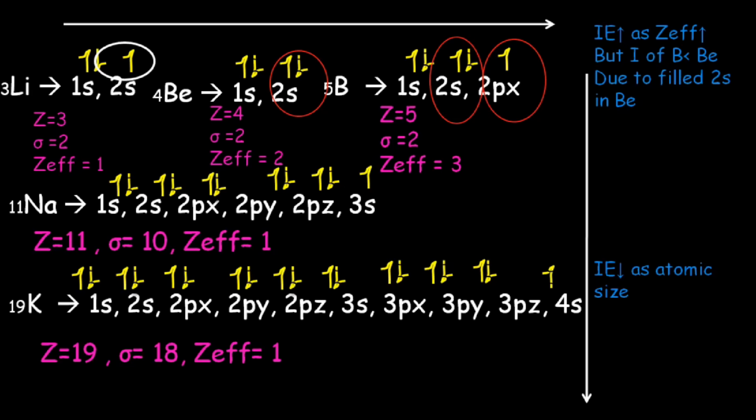And by the addition of a complete shell, the atomic size increases. As the size increases, the ionization energy decreases. It becomes easier for the atoms to lose the valence shell electron.